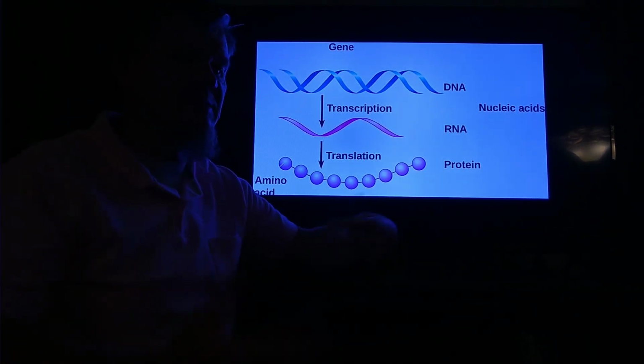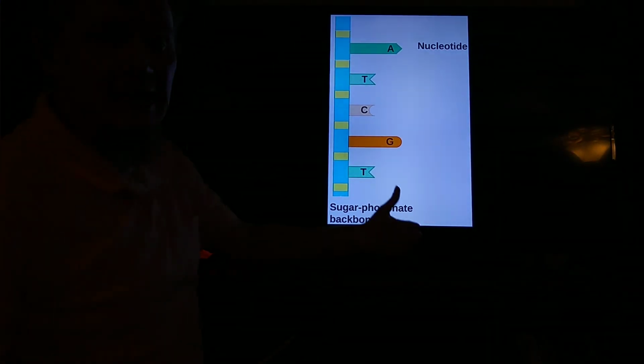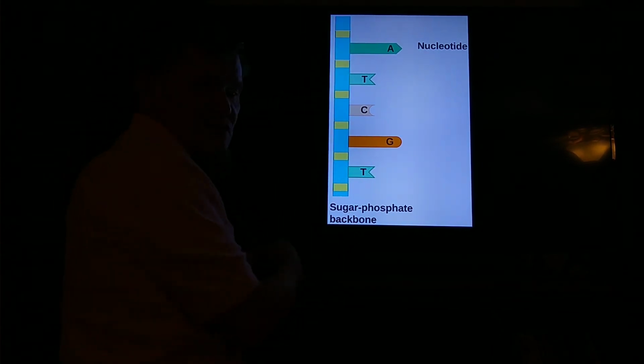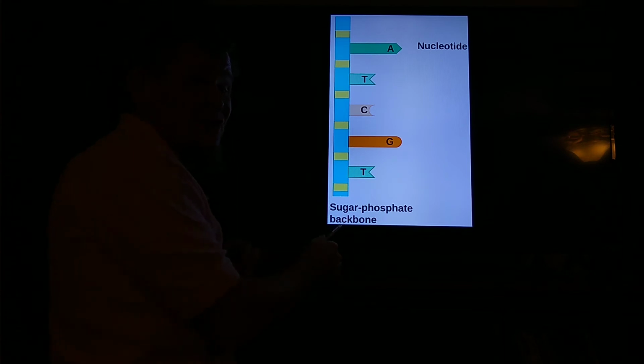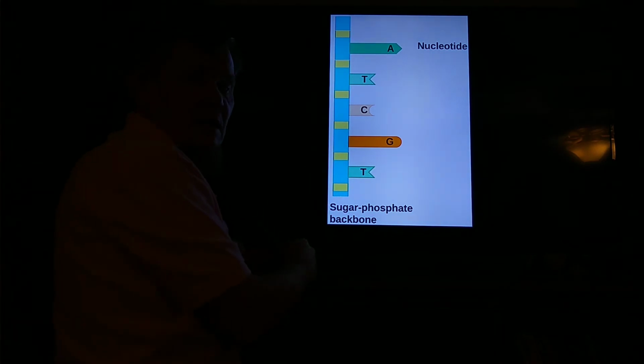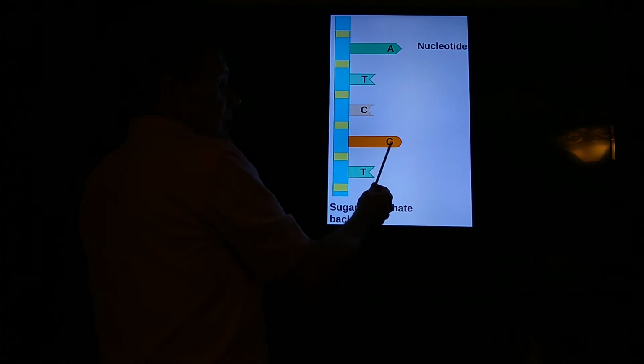It's a double helix because it's like a ladder. This is half of my ladder. This is one side of my ladder. This is the sugar phosphate backbone. The blue thing represents the sugar. In DNA, specifically, the sugar is called deoxyribose. The nitrogenous bases are adenine, thymine, guanine, and cytosine.